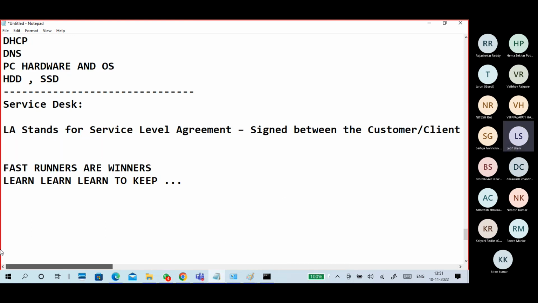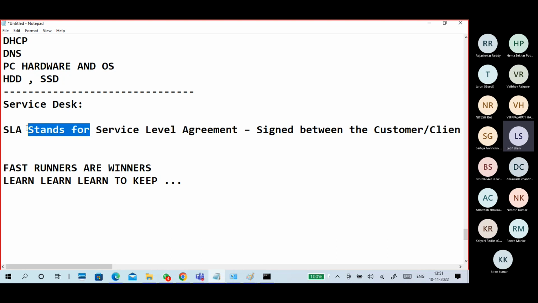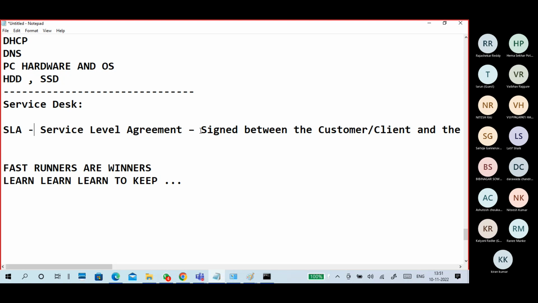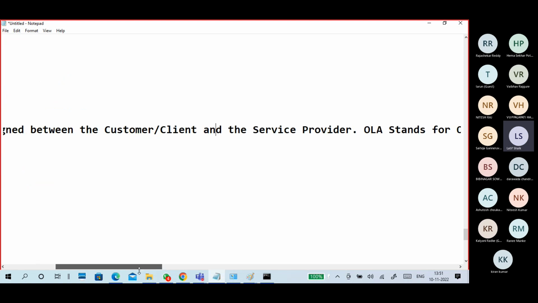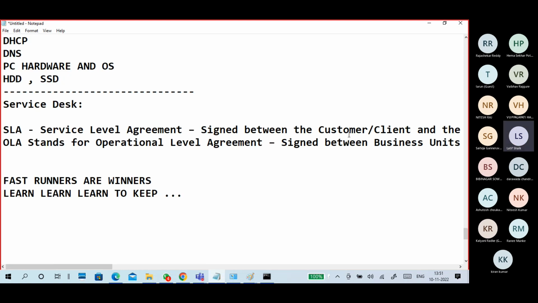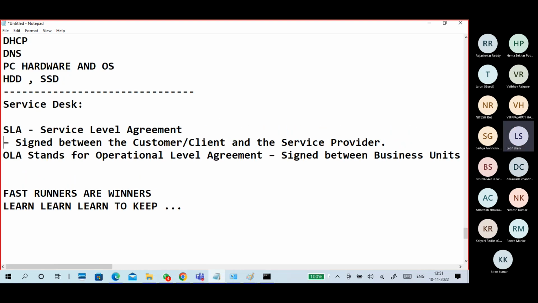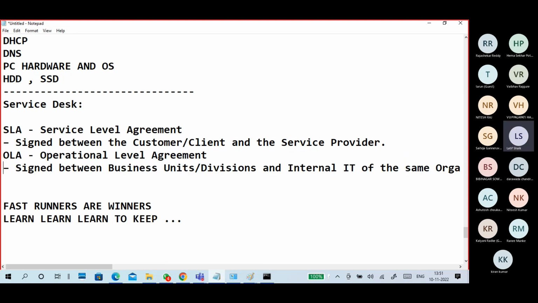We have a note, then direct words are there. SLA stands for service level agreement, signed between customer or a client and the service provider. OLA stands for operational level agreement, not organization level. Organization to organization, not like that, guys. Operational level is an internal agreement, internal agreement within the organization.